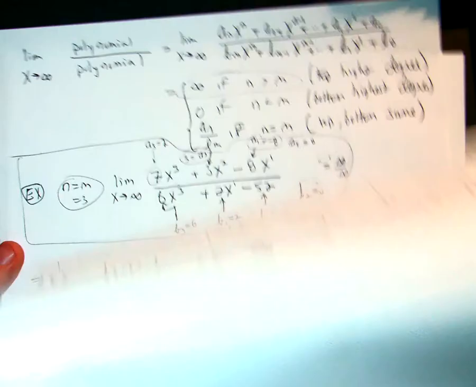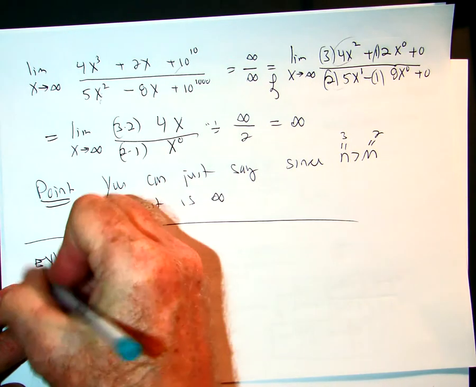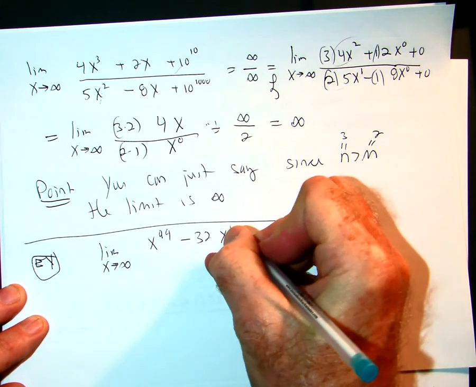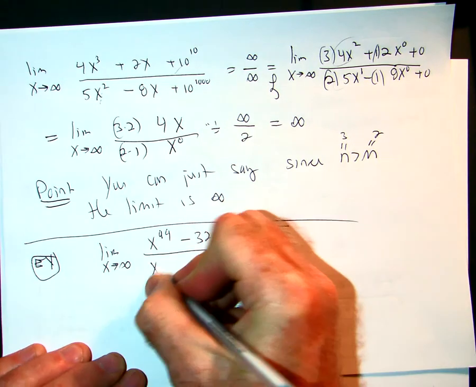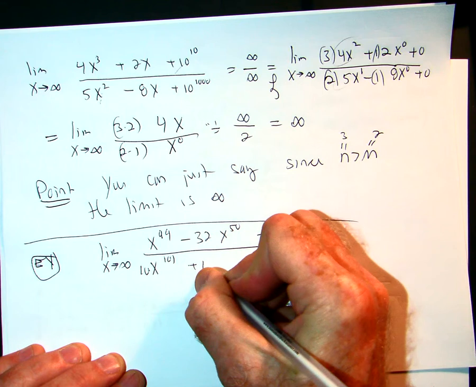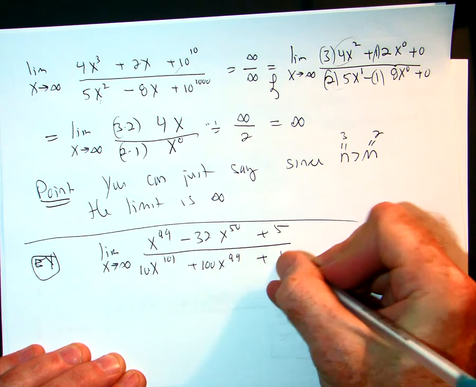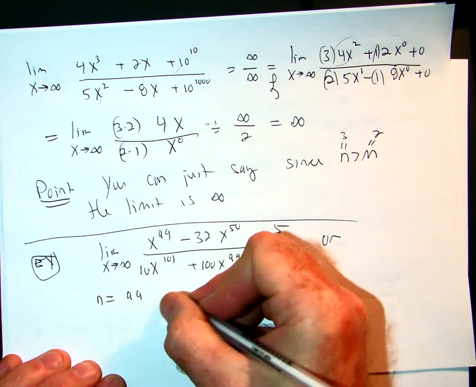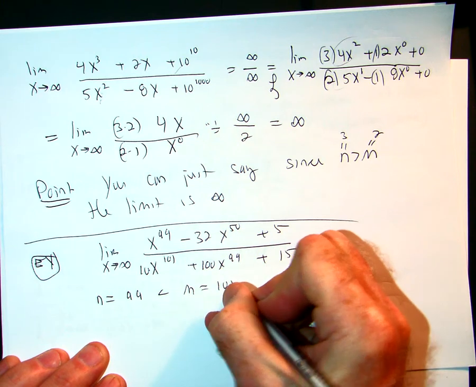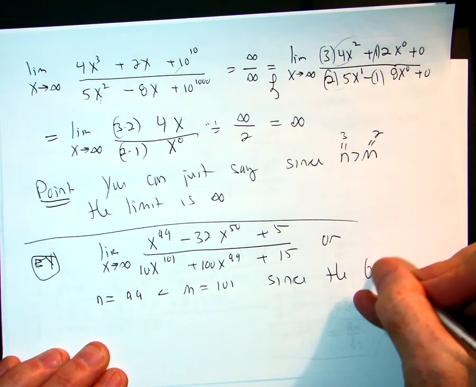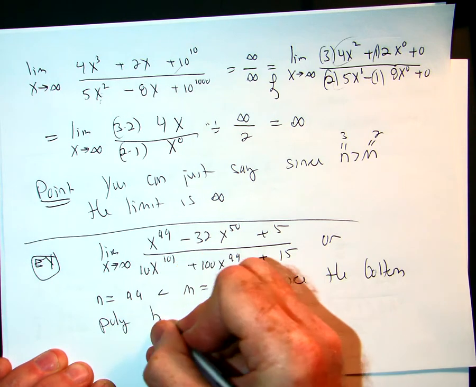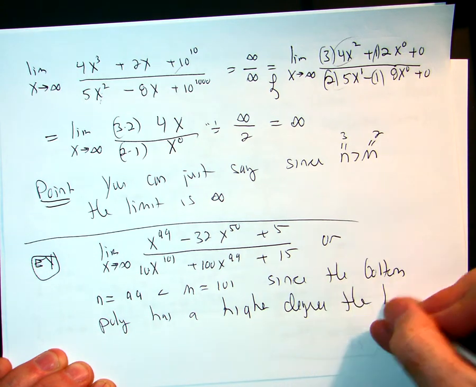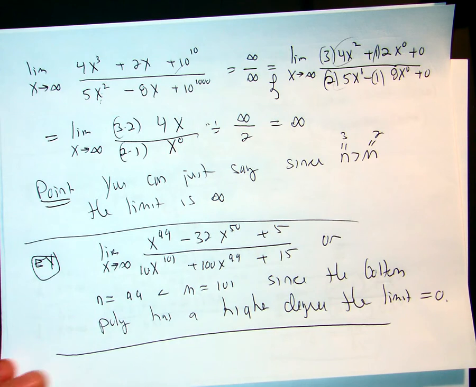Okay. And let's say another example. Let's say this is an exam question. You have this limit. x goes to infinity. x to the 99 minus 32 x to the 50 plus 5 over x to the 101 times 10 plus 100 times x to the 99 plus 15. Now, you could use L'Hopital 3 times, or you'd say n is equal to 99. That's less than m equals 101, since the bottom polynomial has a higher degree. The limit is equal to 0. Again, it just makes it much quicker.